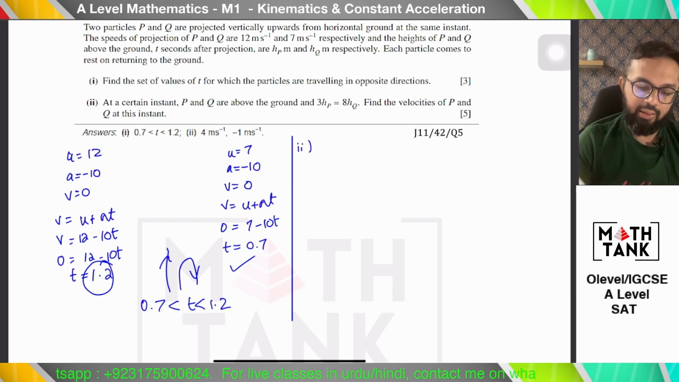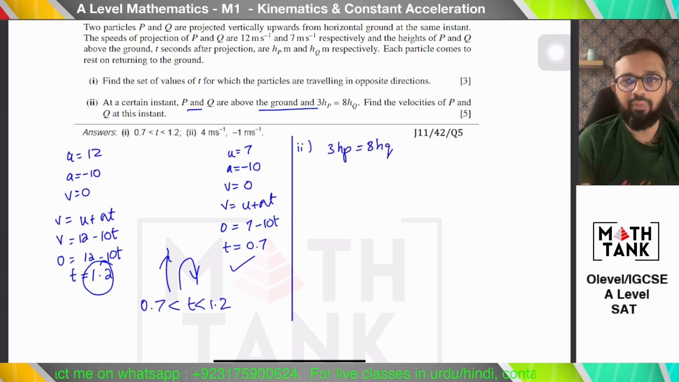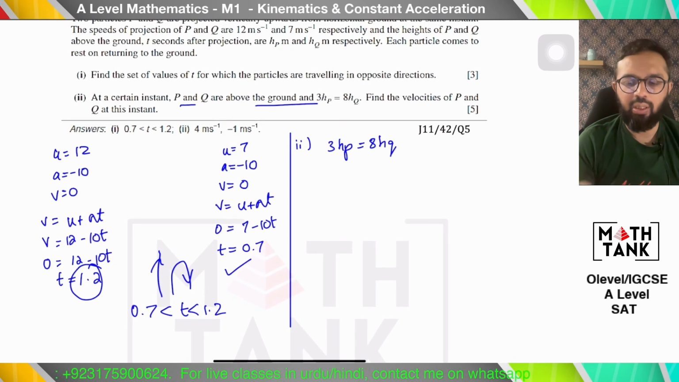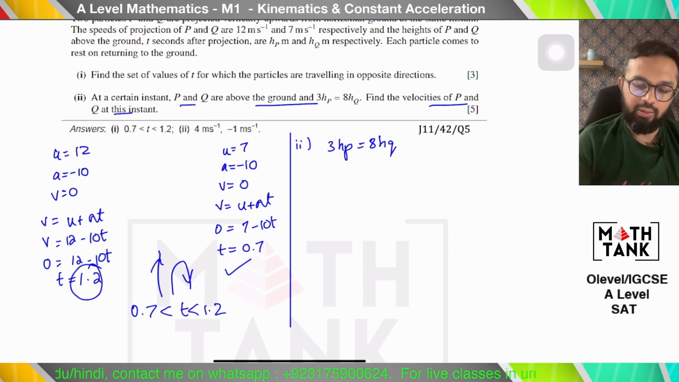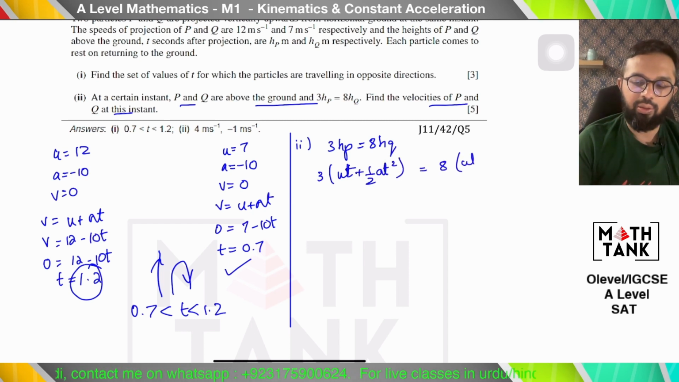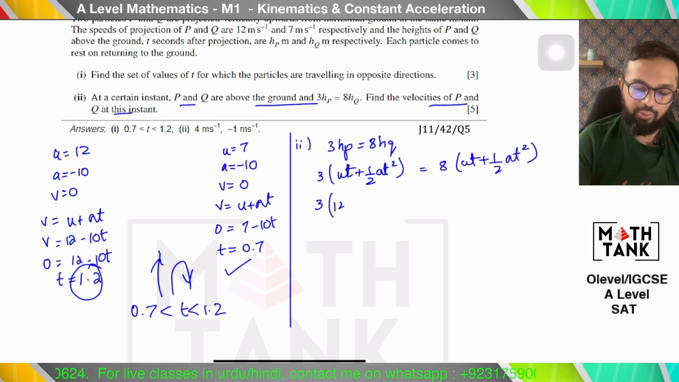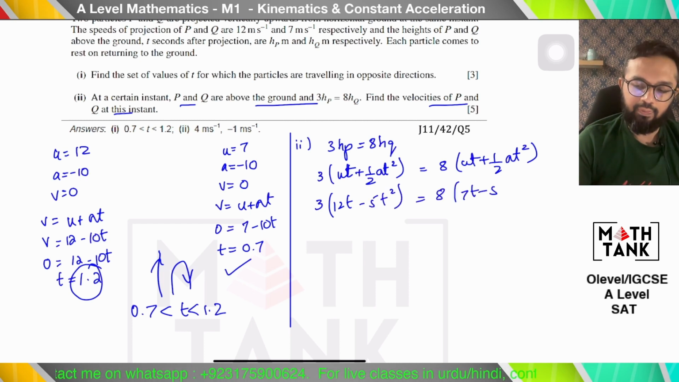Part 2, at any certain instant, the heights of P and Q above the ground are 3HP equals 8HQ. H is basically another name for displacement because I'm measuring the height from the ground, which was actually the displacement from the ground. And find the velocities of P and Q at this instant. So S equals ut plus half at squared for this one as well, and ut plus half at squared for this one as well. So 12t minus 5t squared, 7t minus 5t squared.